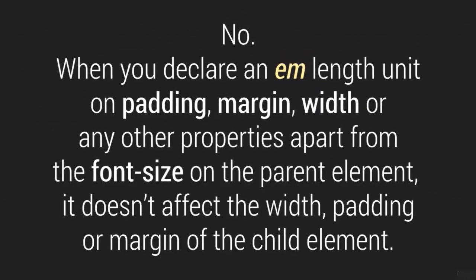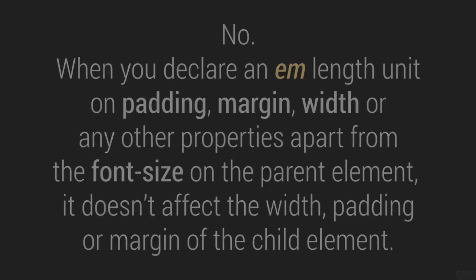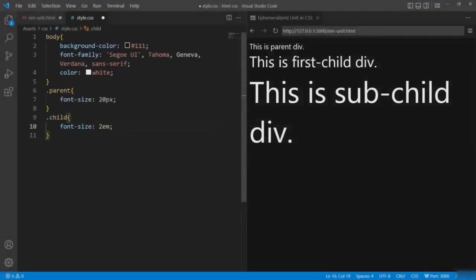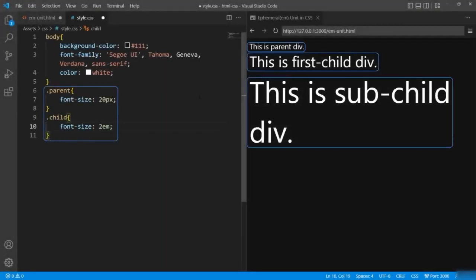When you declare an em length unit on padding, margin, width or any other properties apart from the font size on the parent element, it does not affect the width, padding or margin of the child element. There is also one more question, that what is the compounding effect issue when you are dealing with em unit? And we have already discussed, in this case it was compounding. The solution to that we are going to see in the next lecture.